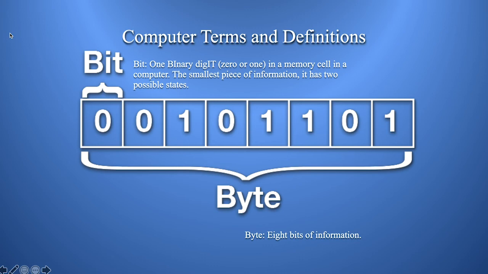Some computer terms and definitions that you also need to remember. A bit is one binary digit, 0 or 1, in a memory cell in a computer. The smallest piece of information, it has two possible states, 0 or 1, on or off. And then a byte is 8 bits of information.